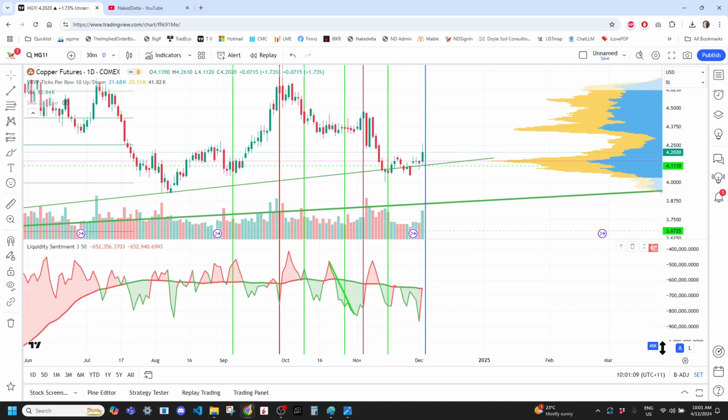That means that people are paying what sellers are willing to sell, and that gives us price appreciation. So if we look here, we've become illiquid during this period and we've got price appreciating.